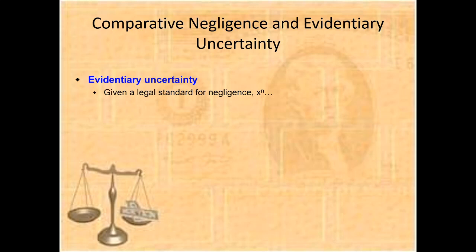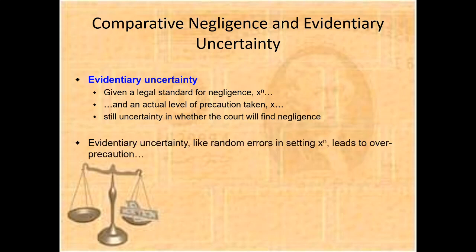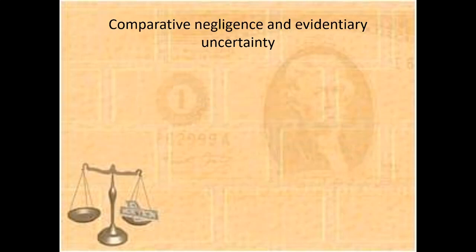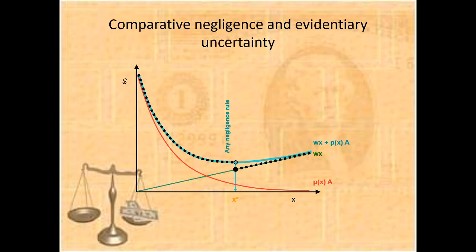Evidentiary uncertainty: given a legal standard for negligence xn and an actual level of precaution taken x, there is still uncertainty in whether the court will find negligence or not. Evidentiary uncertainty is like random error in setting xn and leads to over-precaution, but comparative negligence partly mitigates this problem. So these are the issues which normally we face.